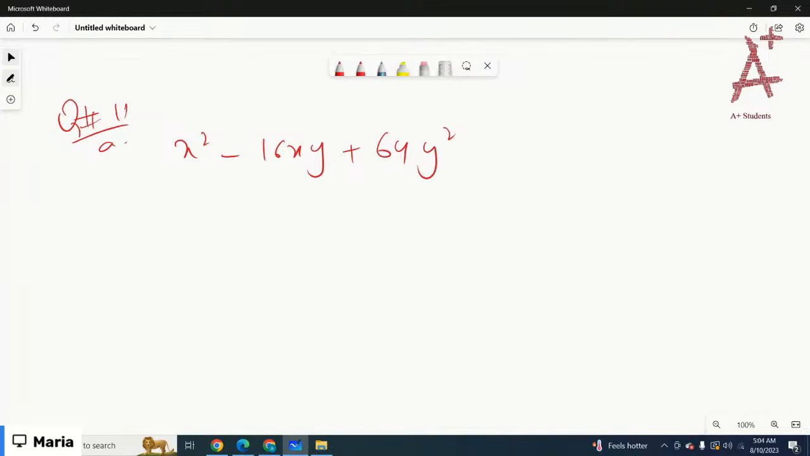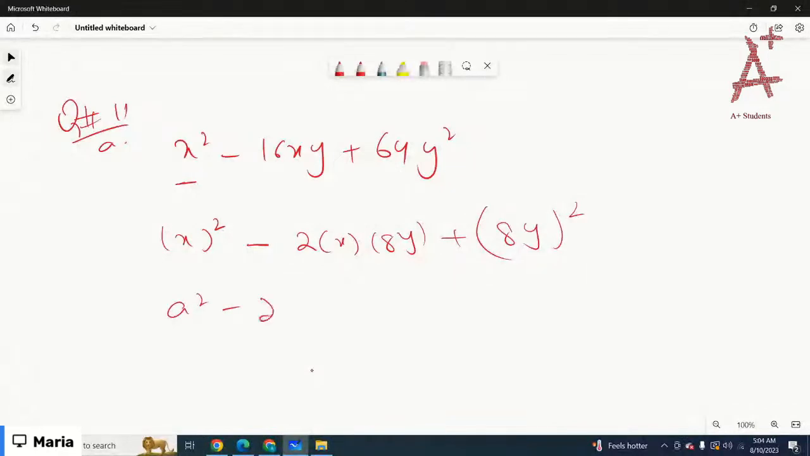So how do we factor? Let's just see. Here you have the square of x, that is x square, and this is the square of 8y, this is 8 square, minus 2 times x and 8y. Basically, this is the equation in the form a square minus 2ab plus b square. So when you have an equation in this form, you can rewrite it as a minus b whole square. So this is a and this is b, so it would be x minus 8y whole square, right? The correct option is x minus 8y whole square.